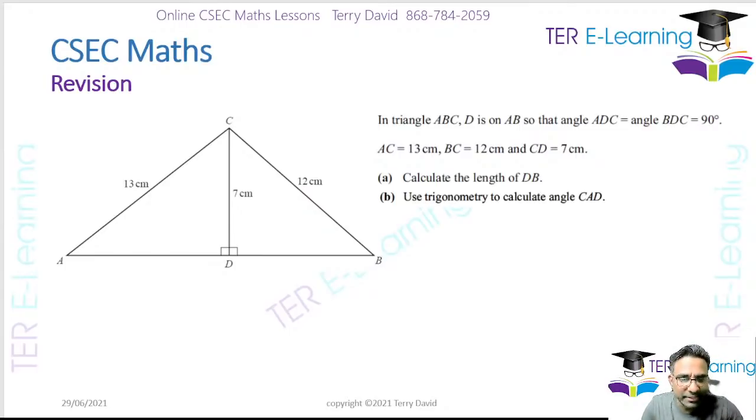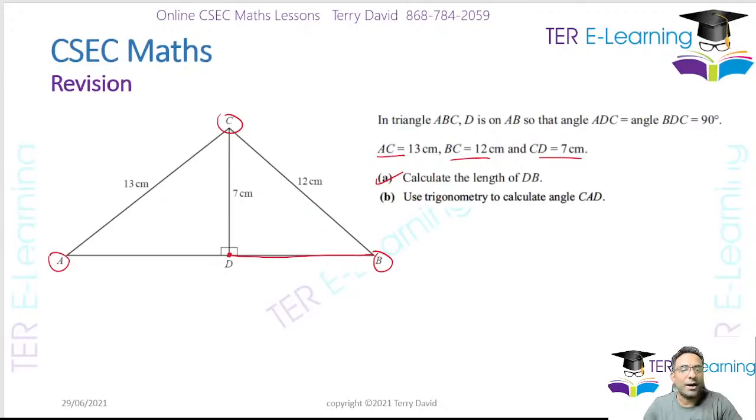So let's see if I can work this question here for you guys. You have a triangle ABC, so this is A, B, and C. And they give us some information. They gave us two 90 degrees, AC, BC, and CD. And they want us to calculate the length of the line DB. So where is DB? DB is this line here, from here to here.